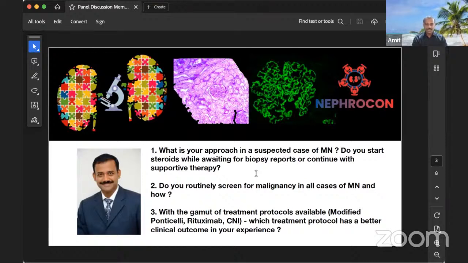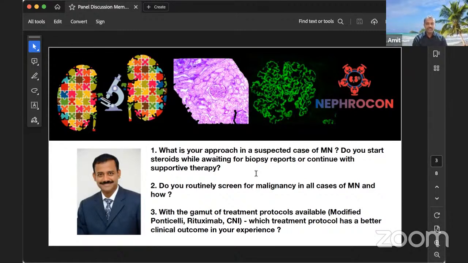Having said that, in the recent years of the rituximab era, we have enough evidence to prove that rituximab is equally efficacious to Ponticelli, except in organ-threatening situations like when there is rapidly declining GFR, high creatinine, etc., where we would probably favor more Ponticelli. In my personal experience, I was using Ponticelli initially, but given this upcoming evidence with rituximab, I have recently, in the last year or so, switched over to rituximab.